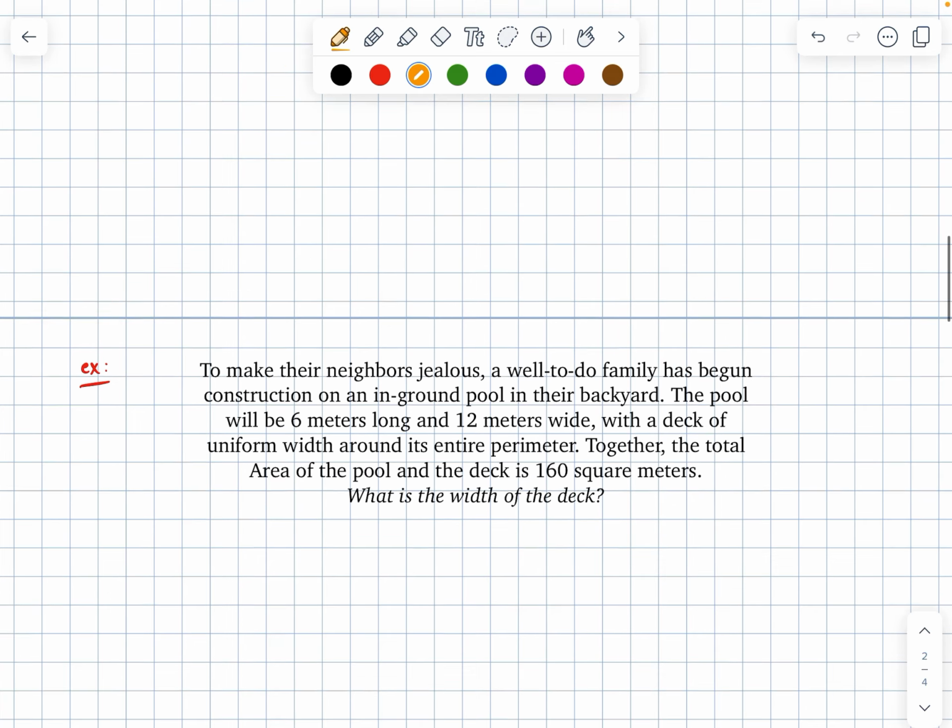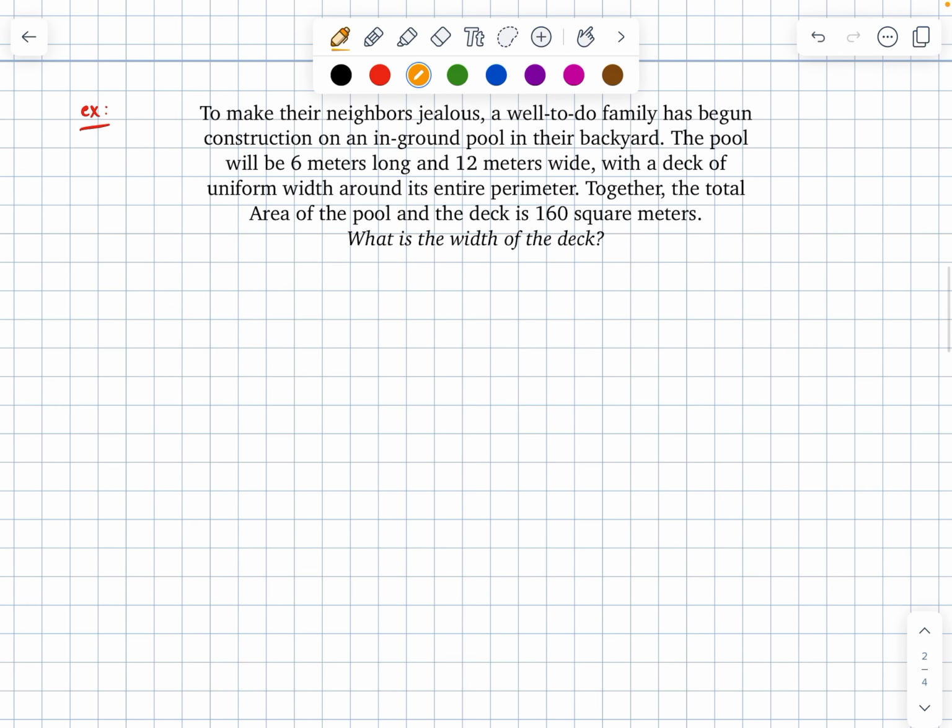Very nice. Let's do 2 more for the road. And then we're done with Unit 7. To make their neighbors jealous, a well-to-do family has begun construction on an in-ground pool in their backyard. The pool will be 6 meters long and 12 meters wide with a deck of uniform width around its entire perimeter. Together, the total area of the pool and the deck is 160 square meters. What is the width of the deck?